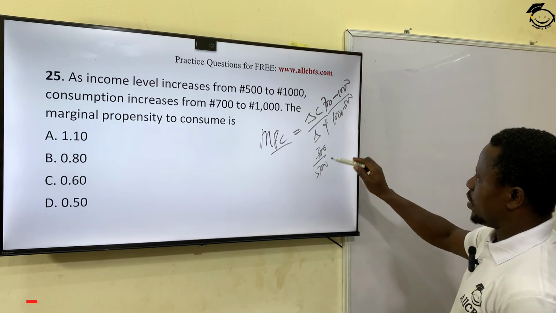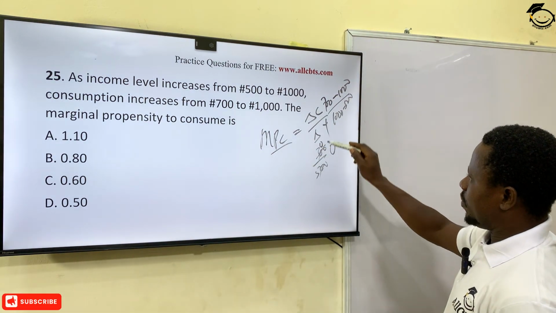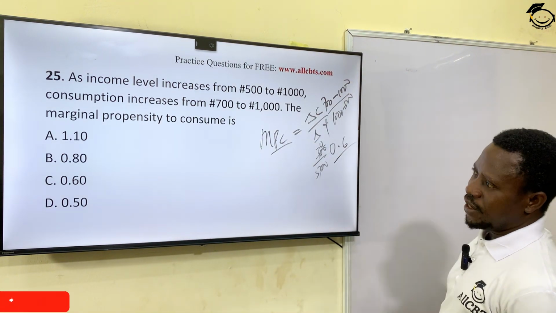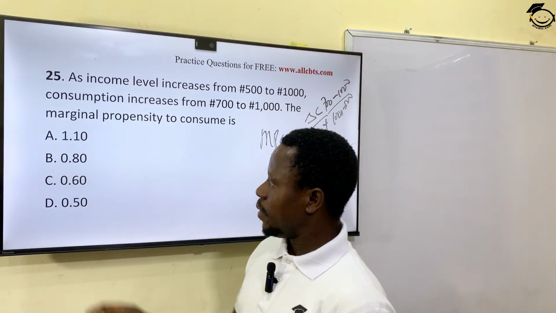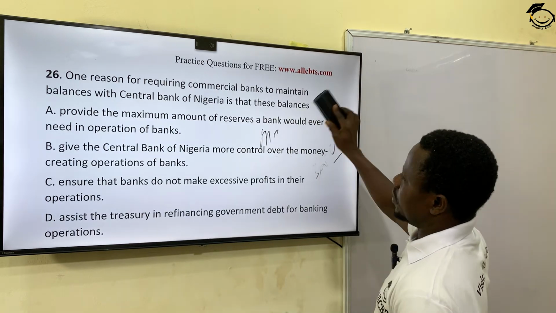Okay? How many 5 goes in 3? 0. Then when you add 0, how many 5? You put decimal point here. How many 5 goes in 36? So answer is 0.6. That is option C, 0.6. Let's see the next question.